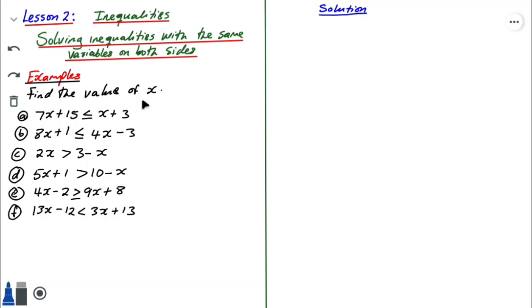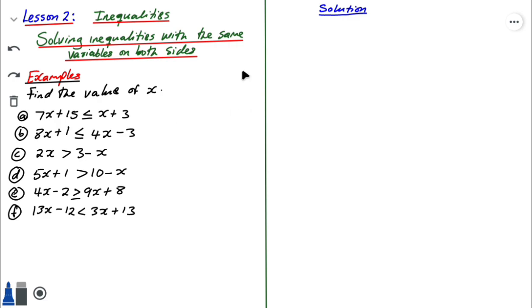So in today's class, we're going to continue with our lesson on inequality. And today, I'm going to show you how to solve inequality with the same variables on both sides. But before we proceed, I would like us to quickly recall the rules for solving inequality. And what does the rule say?